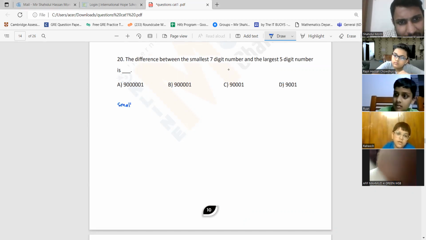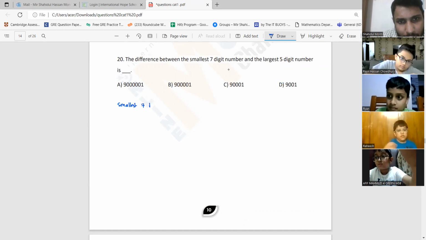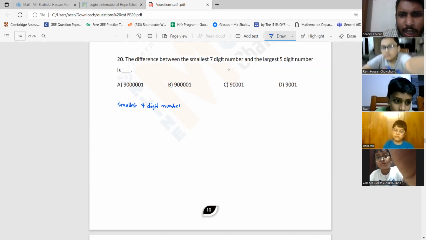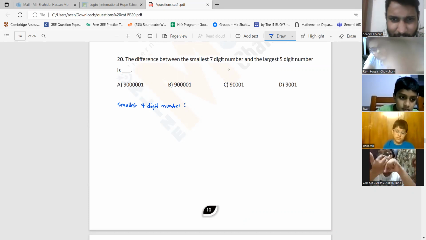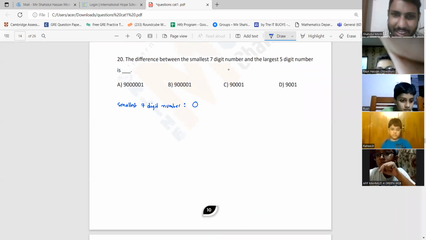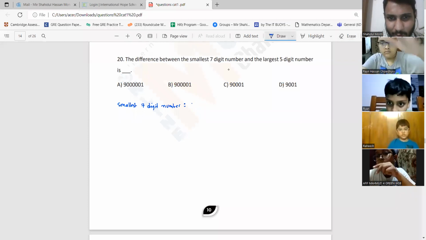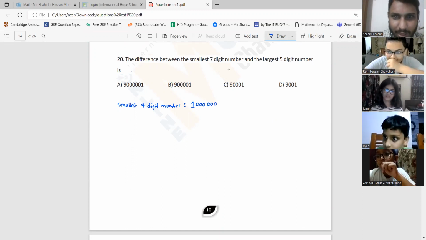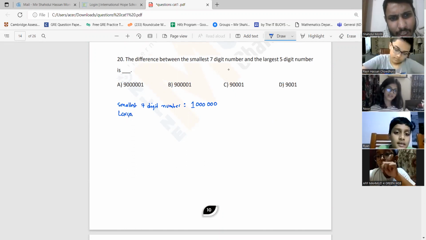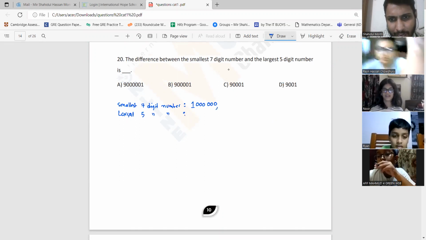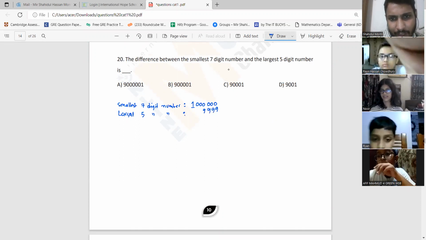So what is the smallest 7-digit number? If I ask you to find the smallest number, then you start with the smallest digit. But if you start with a 0, then it does not have any value. So we start with a 1 and then give 6 zeros. So this is the smallest 7-digit number. And what is the largest 5-digit number? The largest 5-digit number should be equal to 99,999.